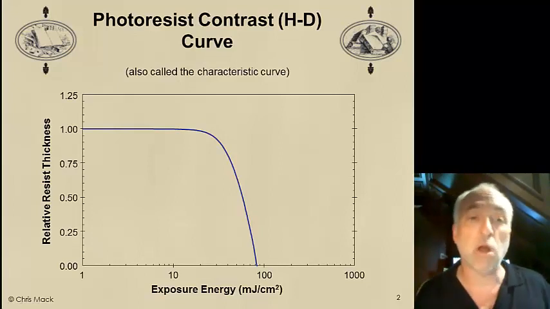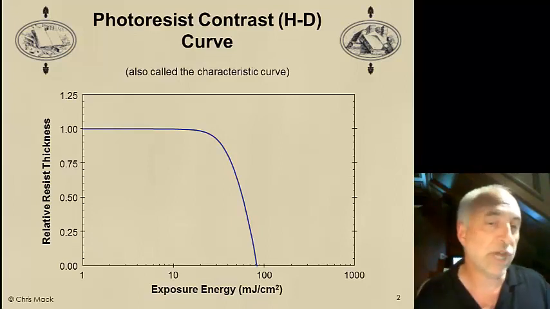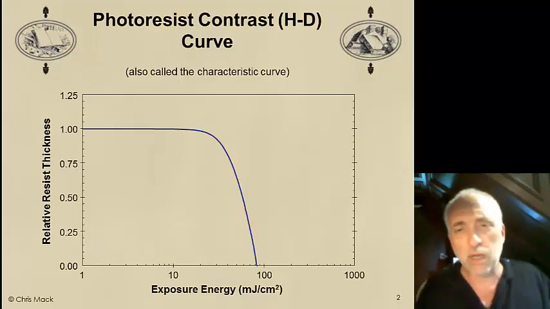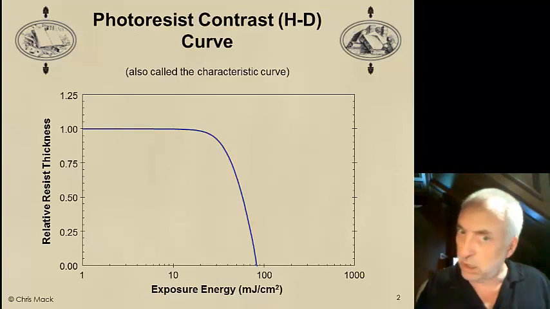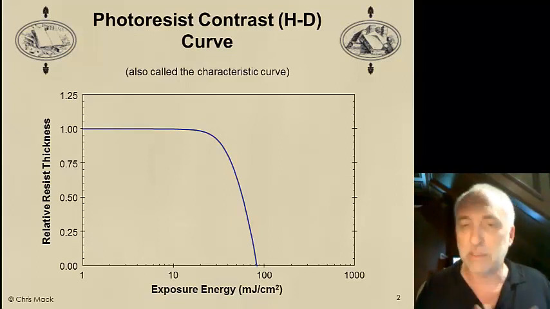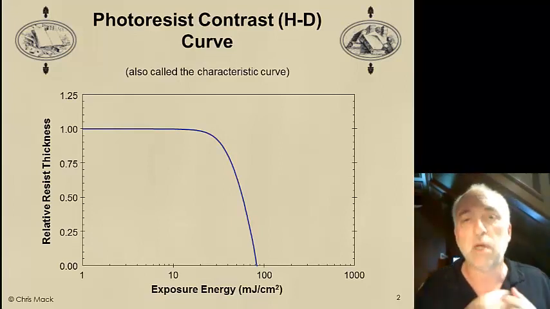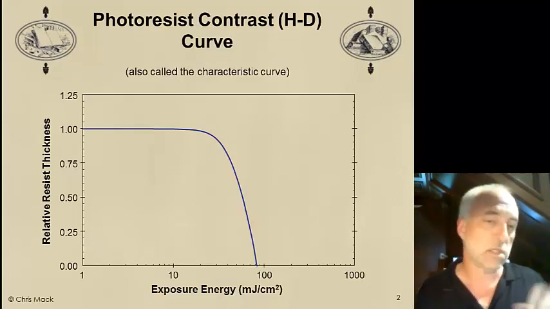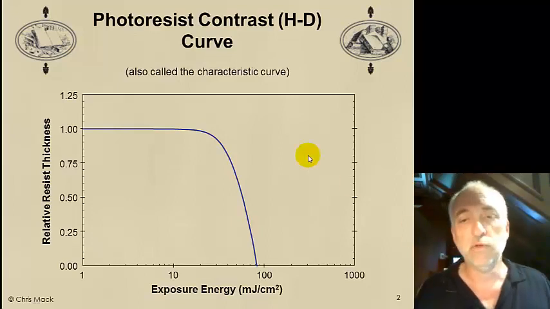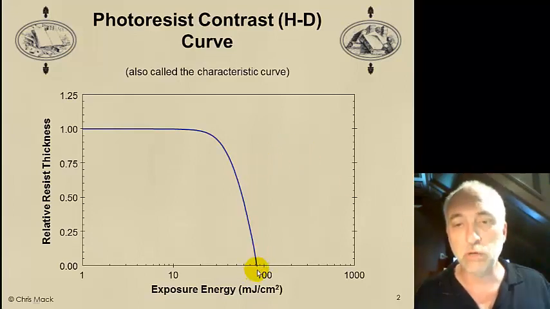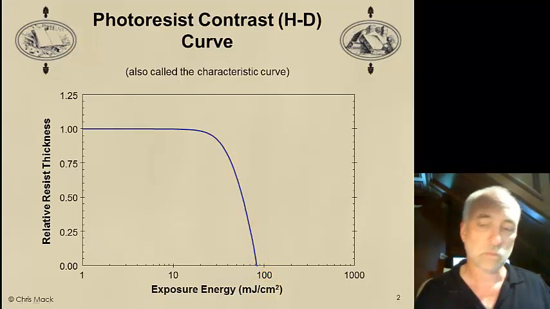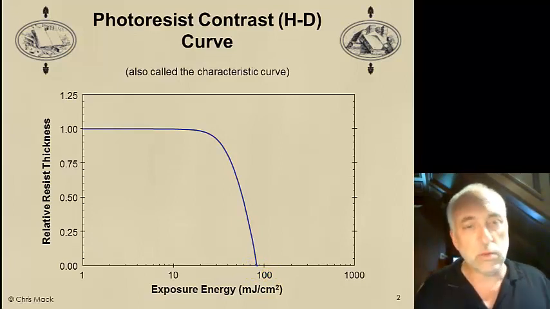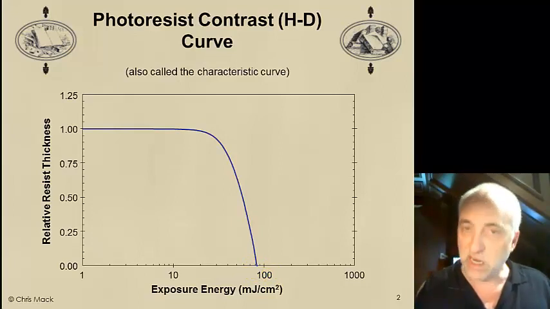At very small amounts of dose, we get very little change in the resist thickness. Then all of a sudden we hit a certain point where, with relatively threshold-like behavior, we begin to wash away the resist in development, and we quickly move down to no resist remaining. This was thought to explain a lot of the nonlinearities in the behavior of the photoresist that we're trying to achieve.